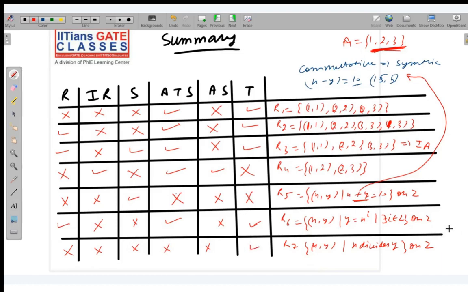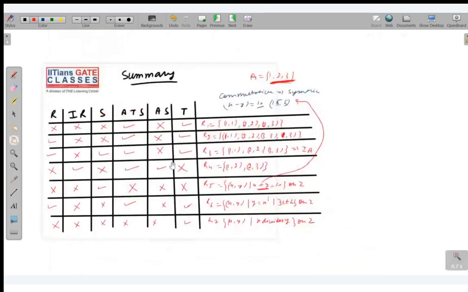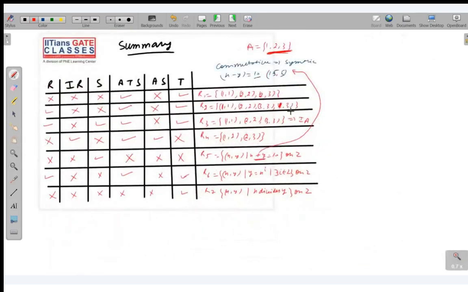Okay, so that's it. We have done all these things. Now we should not repeat them again and again. One more point I want to clarify: we have another type of relation called equivalence relation. Equivalence relation means it should be reflexive, symmetric, and transitive. If a relation is reflexive, symmetric, and transitive, then it is an equivalence relation.